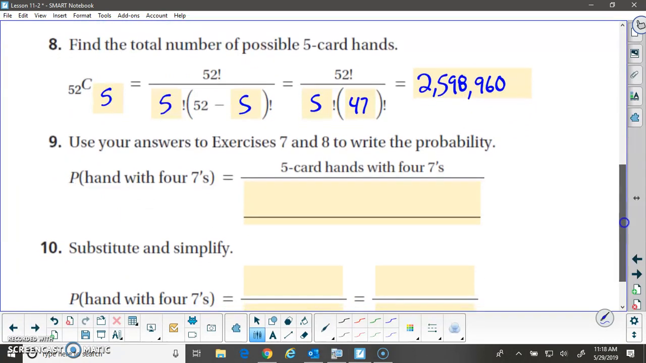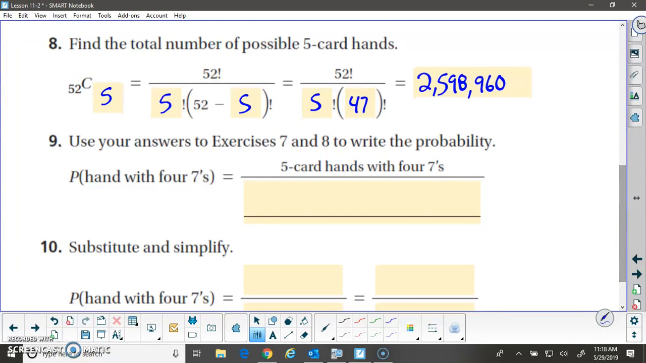Now if you go to number 9, it says use your answers in exercise 7 and 8 to write the probability. So the probability of a hand with 4 sevens is the 5-card hands with 4 sevens divided by the possible 5-card hands.